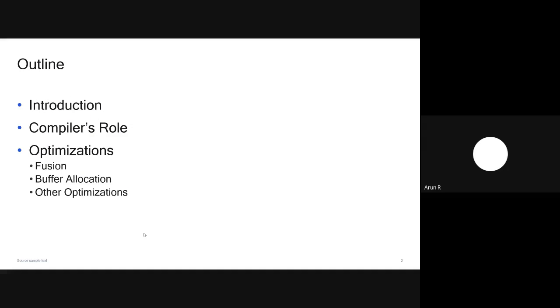I'll first give a brief introduction to the problem, and I'll also spend some time describing the setting, and we'll see what roles the compiler can play, and look at specific optimizations like fusion and buffer allocation, and also quickly look at some other optimizations.